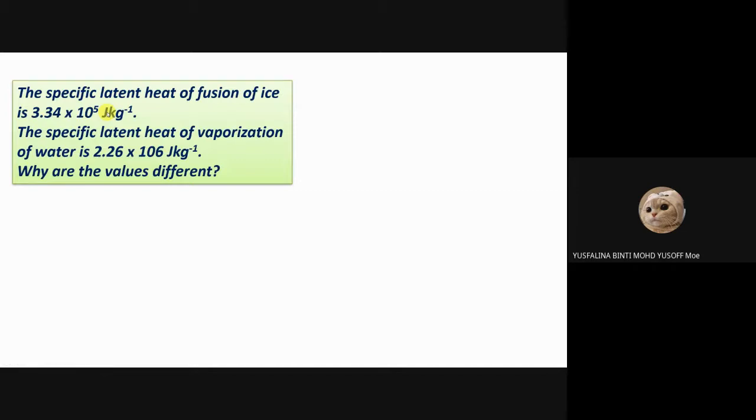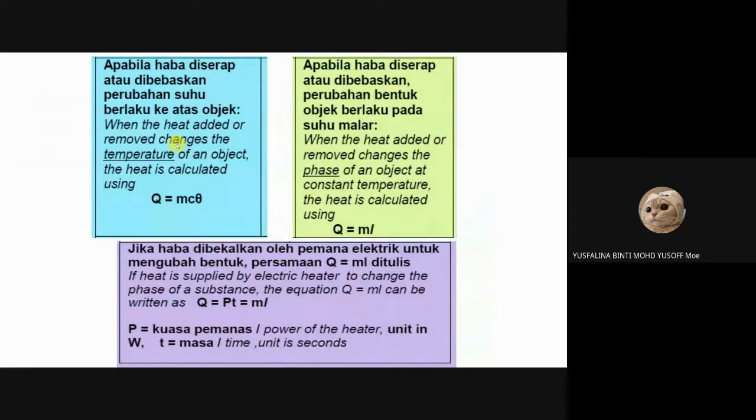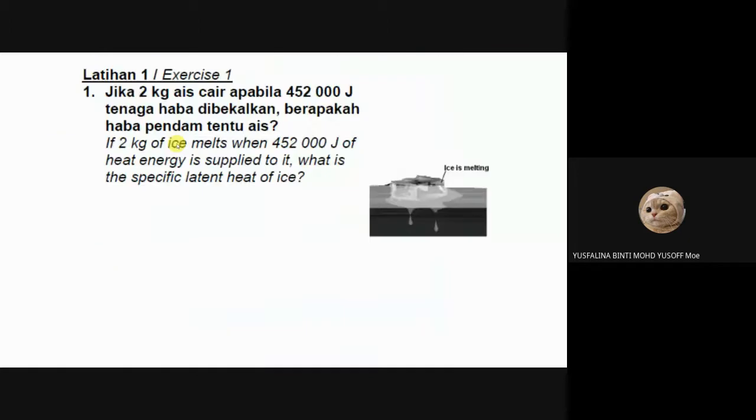I already told you just now, because for vaporization they need to overcome two things. The first is to overcome the molecular bonds, and the second is to work against the atmospheric pressure, so the molecules can move freely into the air. So I will not explain this anymore. This is the formula for mc theta, and this is for Q equals ml.